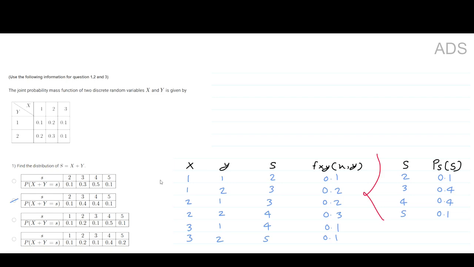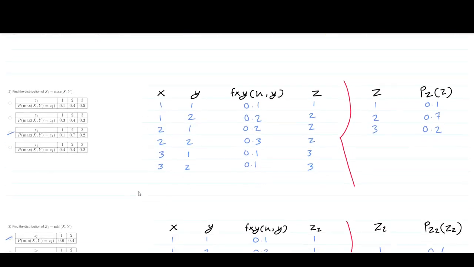Let us now see the second question. Again, we have to find the distribution of a variable, the variable z, and it is given that z is equal to max of x1, x2. It means that from the pair of two numbers we select the maximum or greater number, and that number is the value of z for that pair. The range of z is going to be 1, 2 and 3, and the probabilities associated with each value are 0.1, 0.7 and 0.2 respectively. So, the correct option for question number 2 is option C.